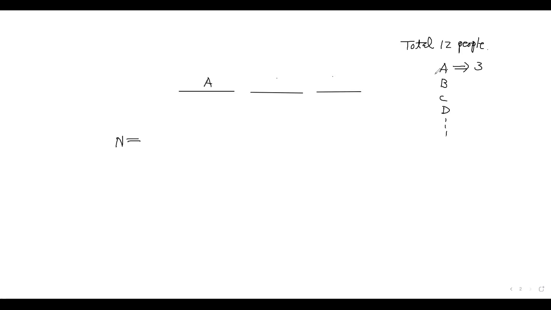Then for B, we assume the tourists are independent. So B also can choose 1 museum, and B also has 3 choices. Let's see C here. C can choose as well, so C has 3 different choices, whichever museum C wants to go to. So what is the total number of the sample space? That means each one has 3 different choices, so the total sample space is 3 to the 12th power.